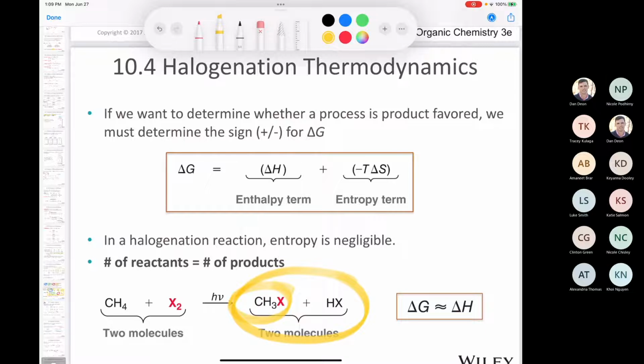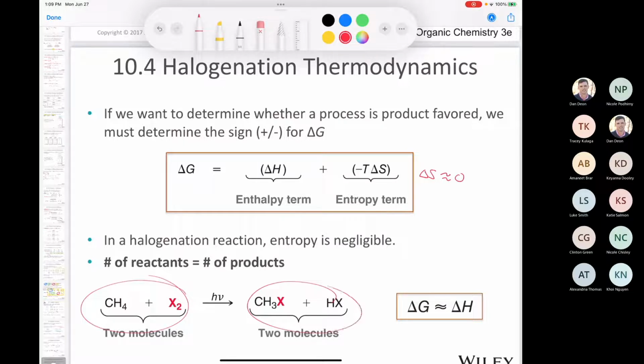That means that the entropy term can essentially be ignored because our change in entropy, delta S, is going to be close to zero, right? Because you have two things here and two things here. So the change in disorder or randomness is really small. Therefore, the only thing that we're going to look at when we're talking about whether halogenation is thermodynamically favored or not is delta H, the change in enthalpy.